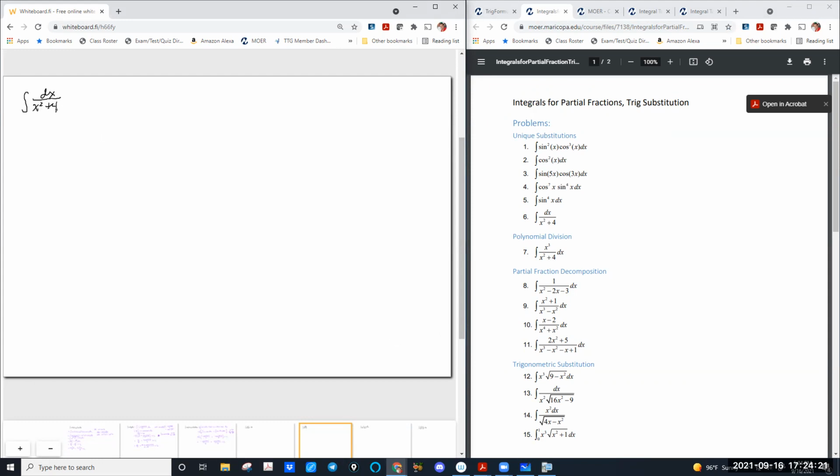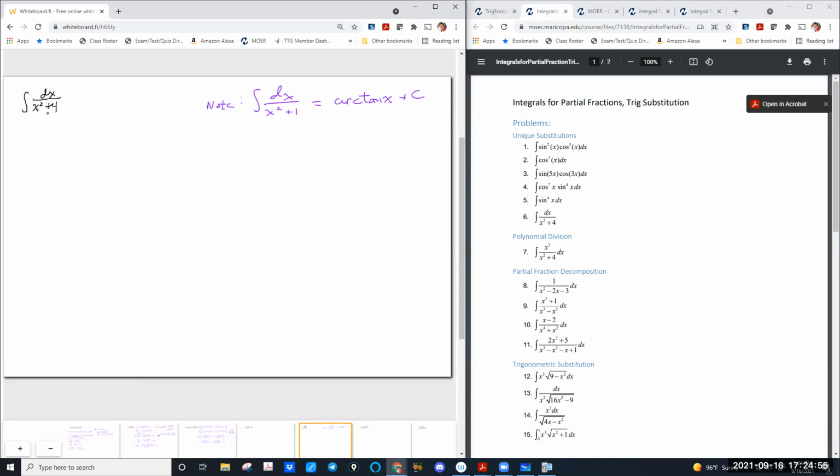dx over x squared plus 4. Basically, any other constant here besides 1. Because if it was dx over x squared plus 1, note, the antiderivative of that is just arctan of x plus c. Okay? So the problem is that we don't have a 1. We can handle that. All right?